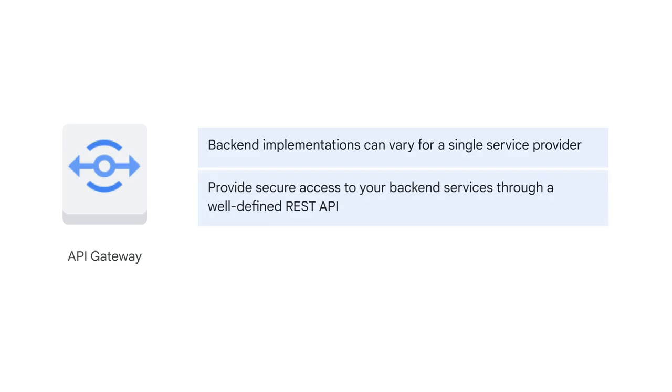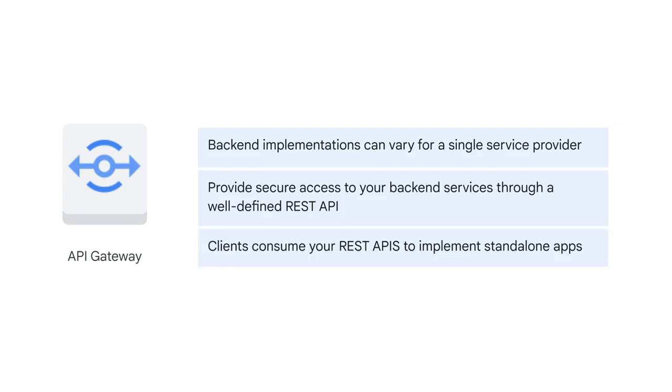API Gateway enables you to provide secure access to your backend services through a well-defined REST API that is consistent across all of your services, regardless of the service implementation. Clients consume your REST APIs to implement standalone apps for a mobile device or tablet, through apps running in a browser, or through any other type of app that can make a request to an HTTP endpoint.